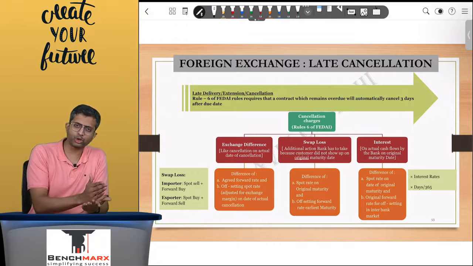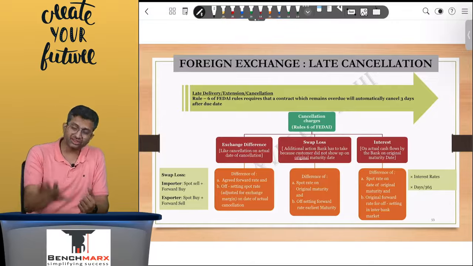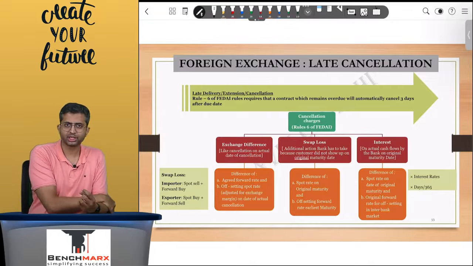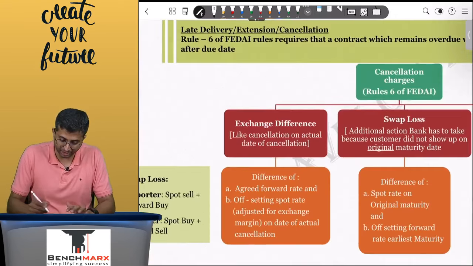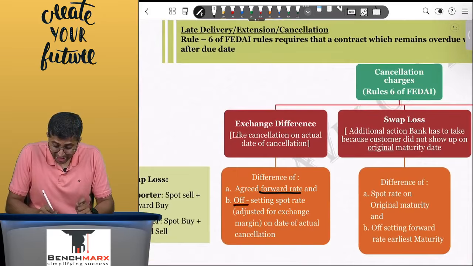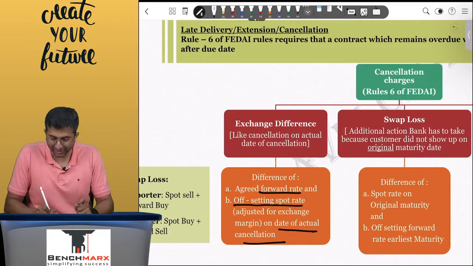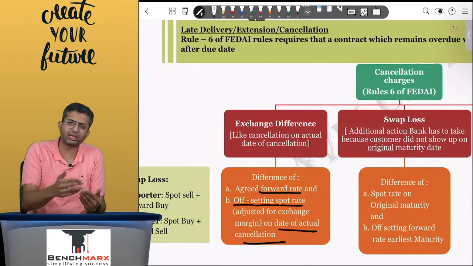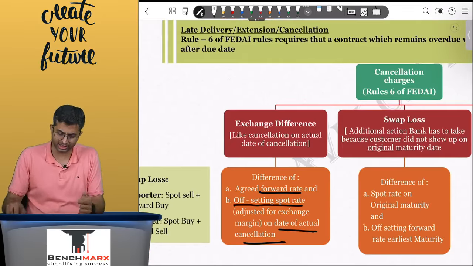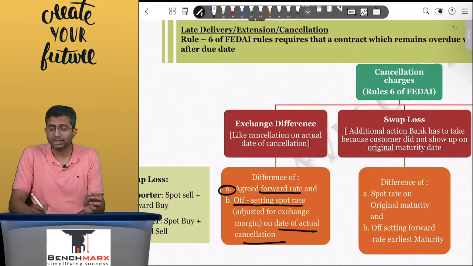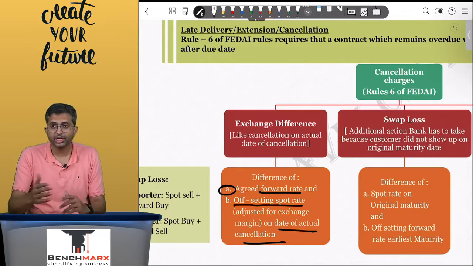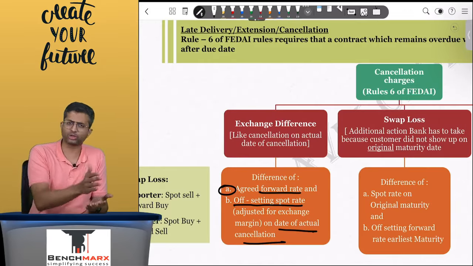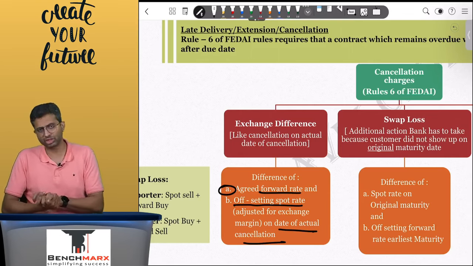Like the swap cost and interest still continue as the early delivery case. However, an additional exchange difference is also charged. The exchange difference over here is a difference between the agreed forward rate and the offsetting spot rate on the date of actual cancellation. So the contract will remain active for 3 days max. So 1st April, 2nd April, 3rd April, and then on 3rd April it will automatically get cancelled. So you are going to take the difference between the agreed forward rate and the offsetting spot rate on the date of actual cancellation. Actual cancellation can be 3rd of April, or if the customer comes on 1st or 2nd, then on 1st or 2nd April. So whatever is the difference is called as the exchange difference.